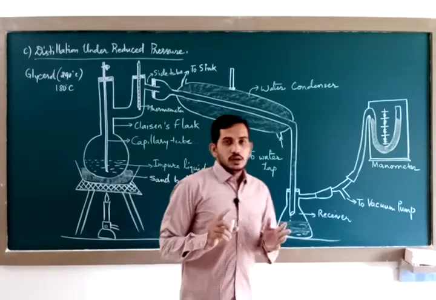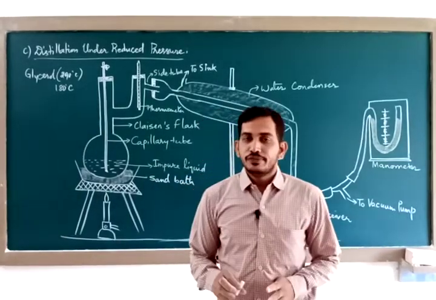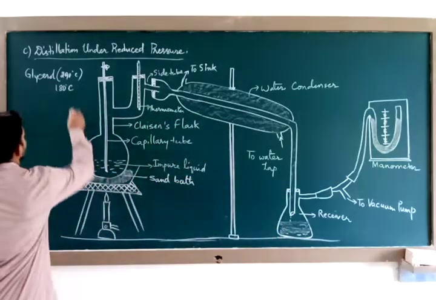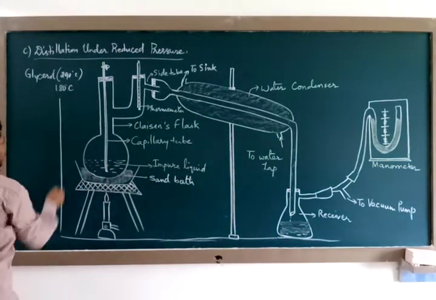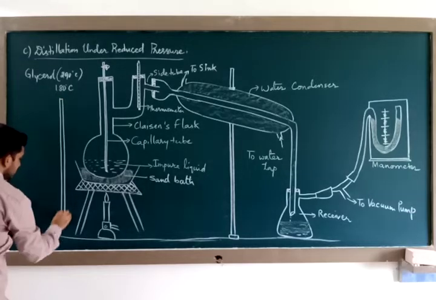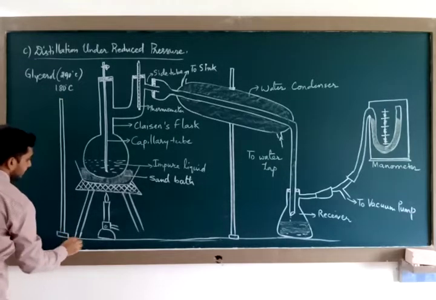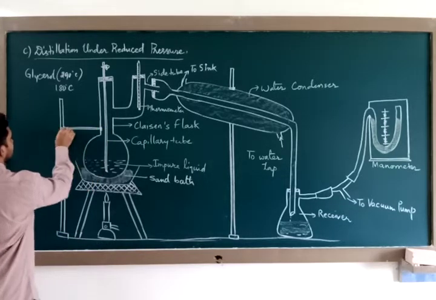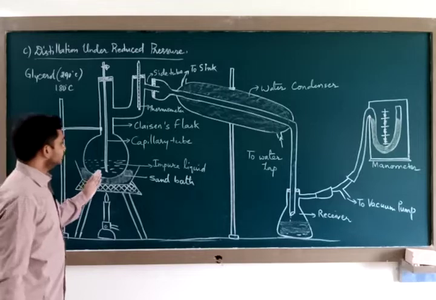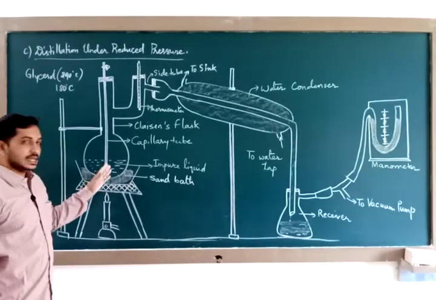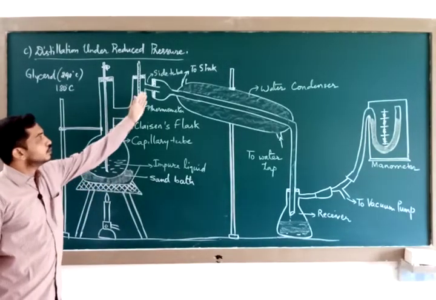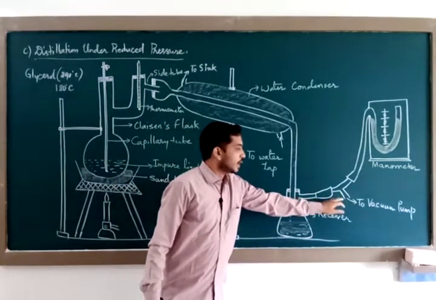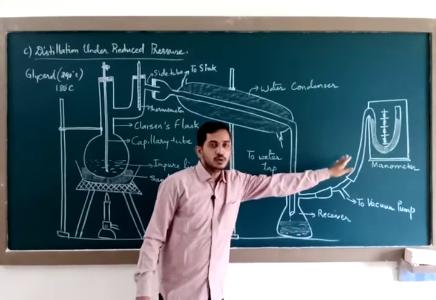So the liquid which is to be purified is taken in the Claisen's flask. I did not draw the stand here, so you can understand if I have not drawn. This Claisen's flask is supported on a stand. So the impure liquid which is to be purified is taken in the Claisen's flask. It is connected to the water condenser. The water condenser is connected to the receiver. The receiver is connected to the vacuum pump, which is then connected to the manometer.